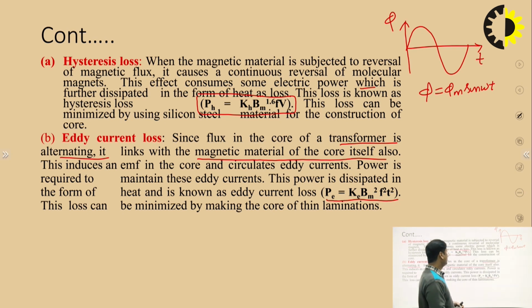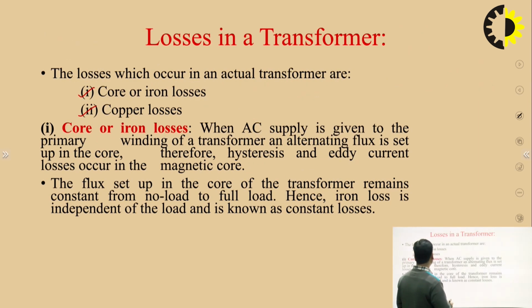So the core losses or iron losses are basically of two types, hysteresis losses and eddy current losses. Since the flux remains constant in a core, these losses remain constant. Hence, they are called constant losses. So these are called core losses or iron losses. Next is the copper losses.